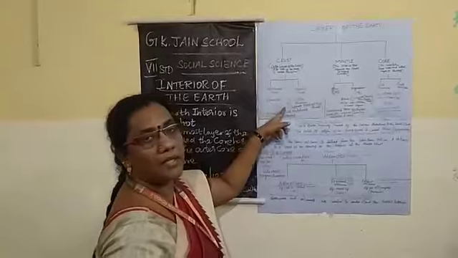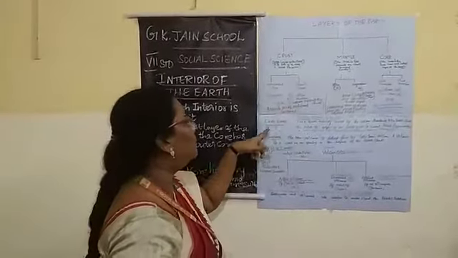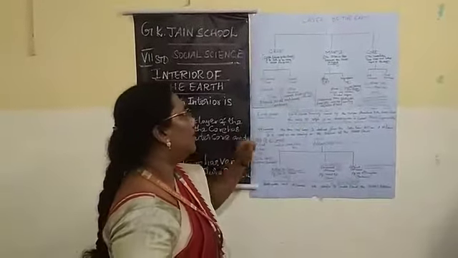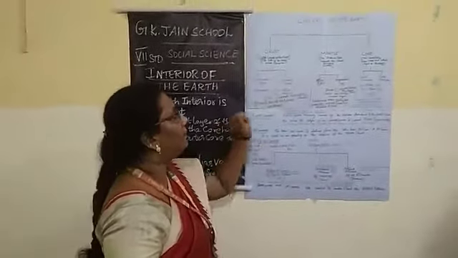It is called Sial, from the elements Si, silica, and Al, aluminium. Sial is the upper part of the crust. It is made of granite rocks and forms the continents.